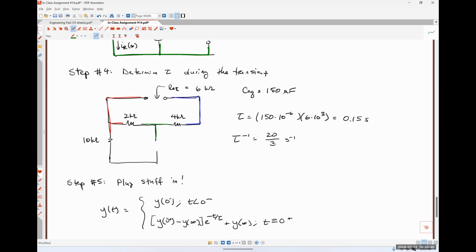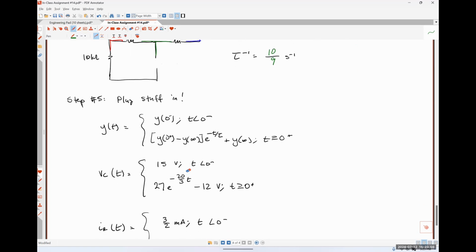150 times 10 to the minus 6, 0.9. Take the inverse of that, which would just be 10 over 9. It's just me using my calculator poorly. Thank you for that correction, though. Yep. Okay. I just typed it into my calculator wrong. Sorry about that.